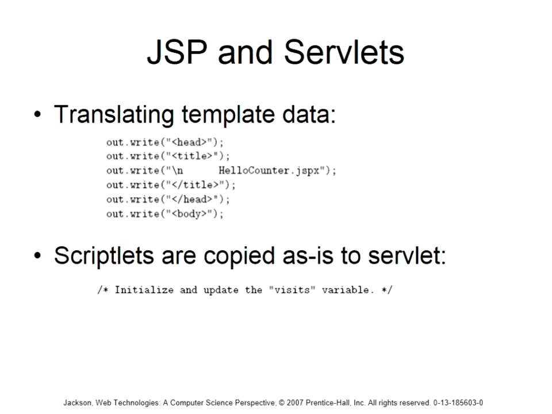So we have a GSP file, and this GSP file will be translated into a servlet. And when we translate this GSP file, there is some HTML code in it. So this code will be translated as out.write head, out.write title, etc. Is it clear? Scriptlets are copied as is to the servlet.